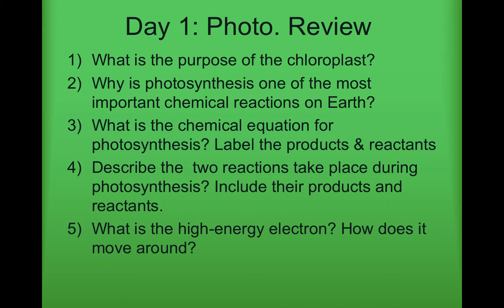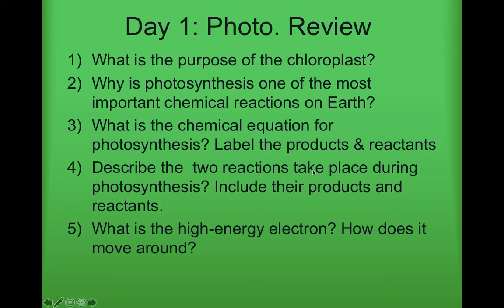What is the chemical equation for photosynthesis? You can go back and look at that. So we need to make sure that we know the reactants and the products. The reactants would be what the plant needs: sunlight, water, carbon dioxide. The products are what it's making. That's going to be glucose and oxygen.